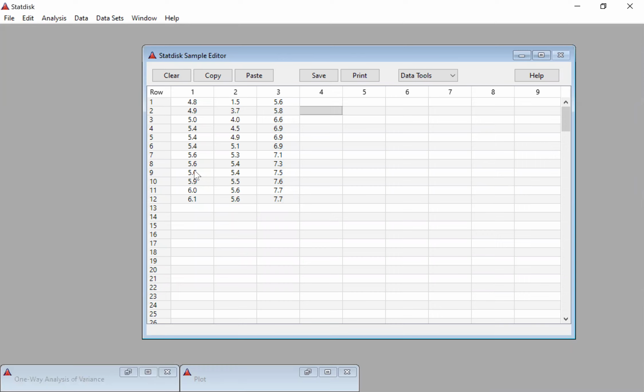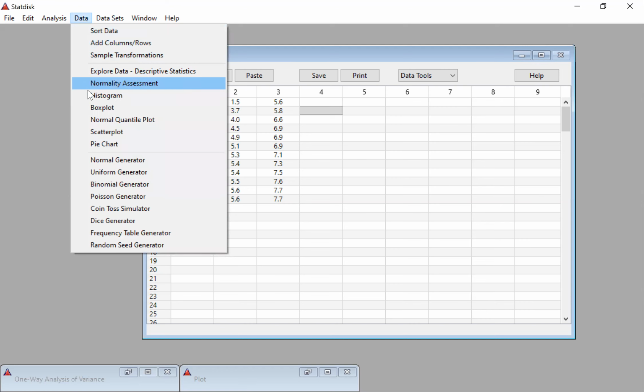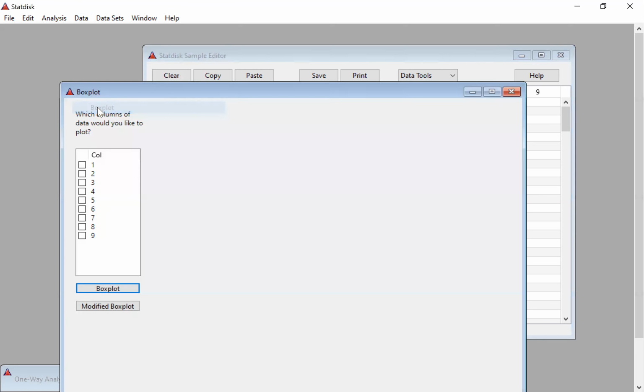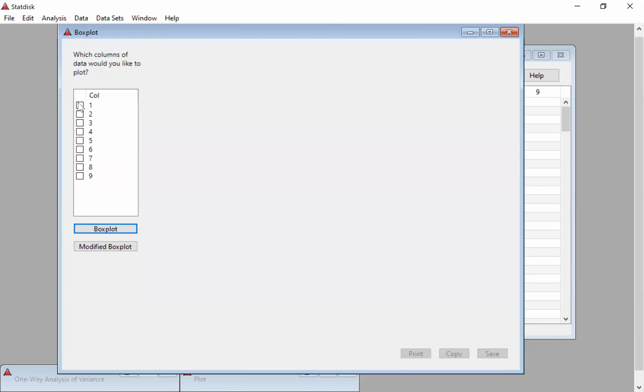But we want to do more than just how we feel about it. There are formal methods of doing the testing. We're not going to go down that road. We're going to do some quick eyeball stuff. And our first eyeball method is the most informal method that we're going to look at here. We're going to take a look at the box plot of our data.